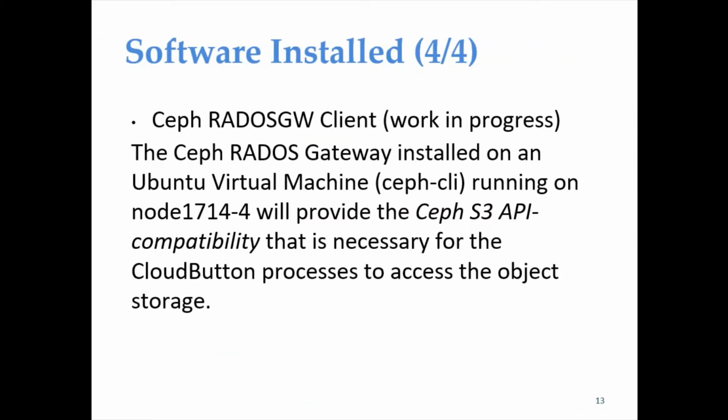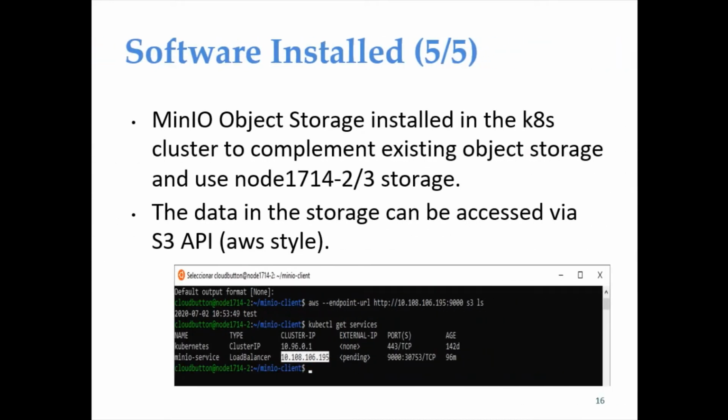We are in the process of installing Rados Gateway on an Ubuntu virtual machine that will run on node 4 to provide the S3 API compatibility that is necessary to access the object storage. Finally, a MinIO object storage is being installed on the Kubernetes cluster to make use of the storage in nodes 2 and 3. This storage is also accessible using the S3 API.